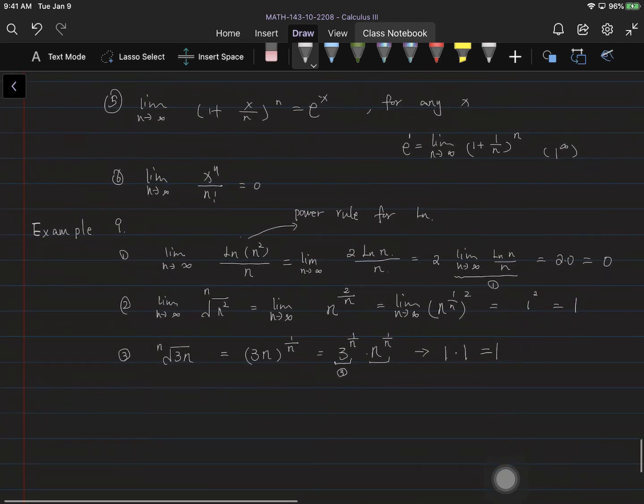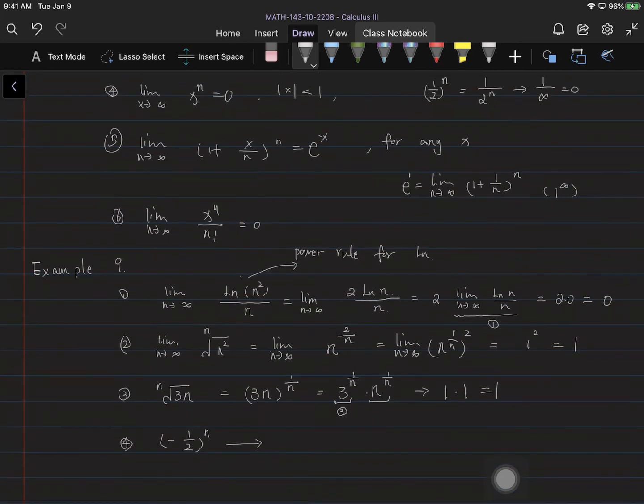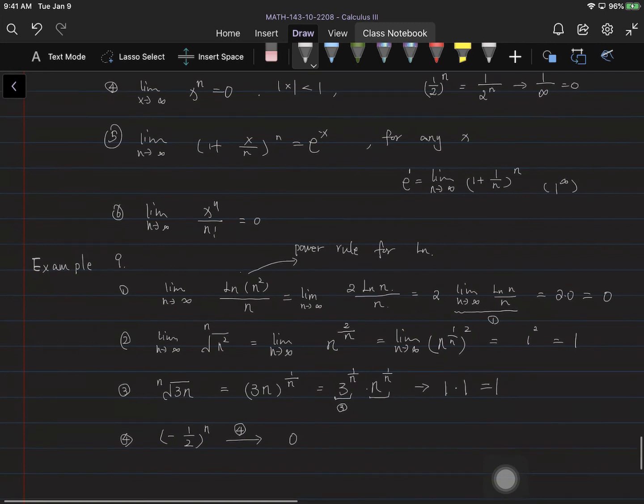And then let's see the last one, number 4. Negative 1/2 to the n. This one goes to, by using number 4, when the absolute value of x is less than 1. So here x is negative 1/2. The absolute value of negative 1/2 is 1/2, which is less than 1. So the limit goes to 0. Right.